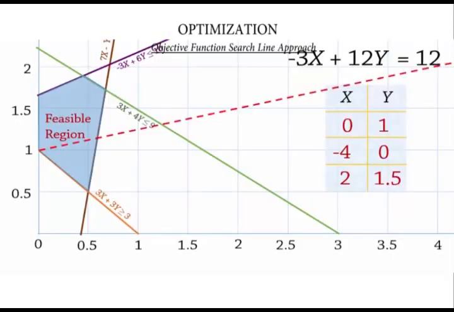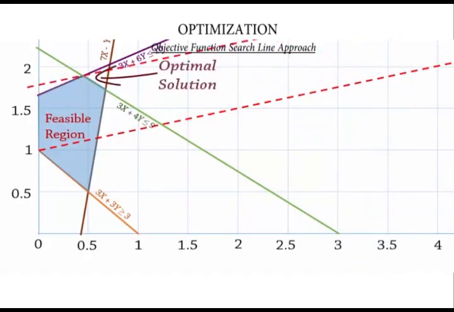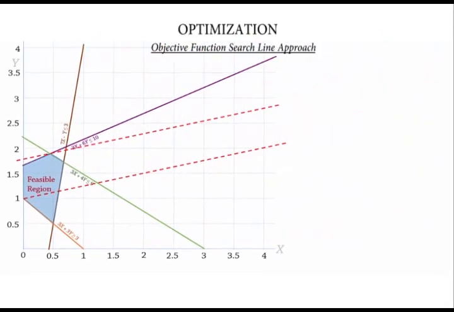Because this is a maximization process, we move the search line upwards away from 0, parallel to itself, to obtain the maximum optimal point. This shows that the maximum solution occurs here at the intersection of constraint lines 2 and 3. It's a fractional intersection point. We can get the coordinates by simultaneously solving equations 2 and 3.